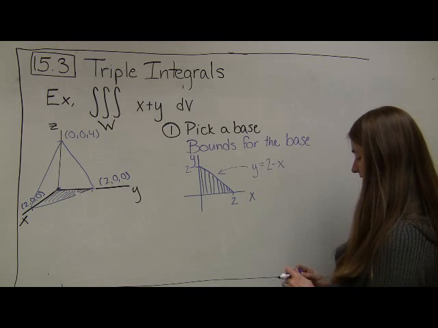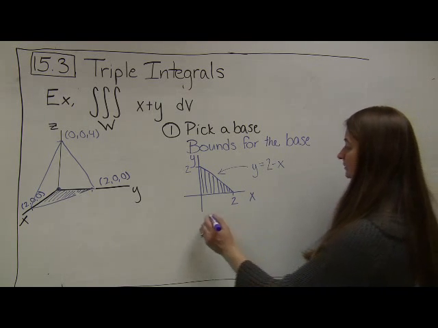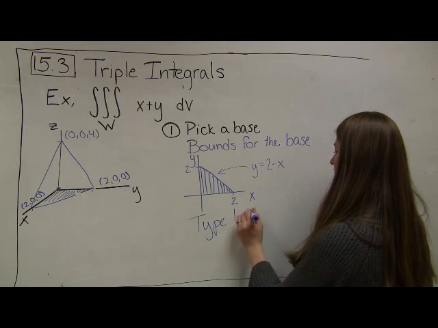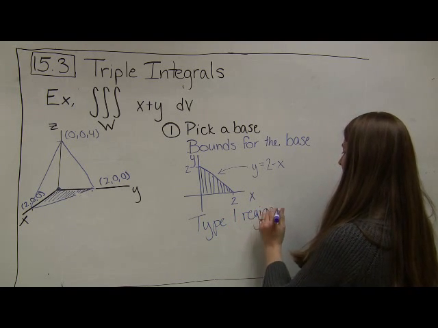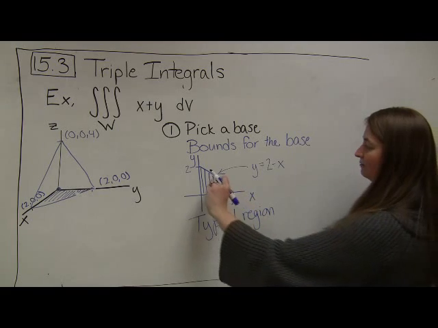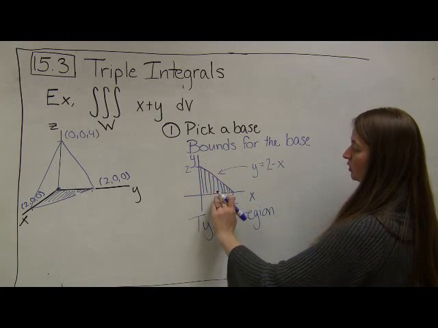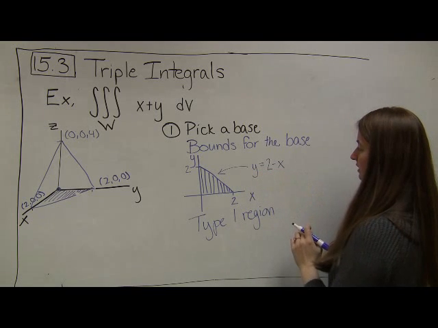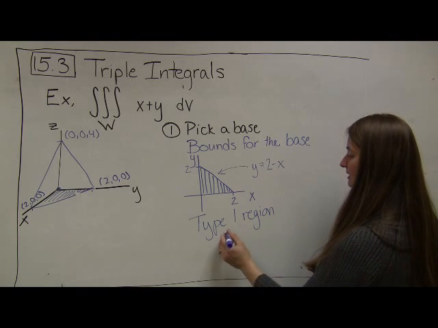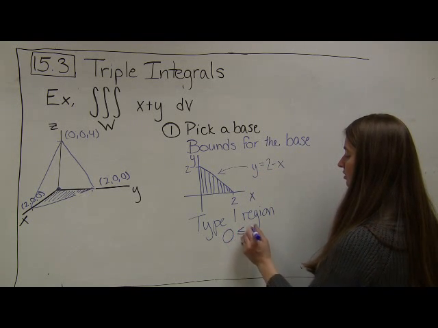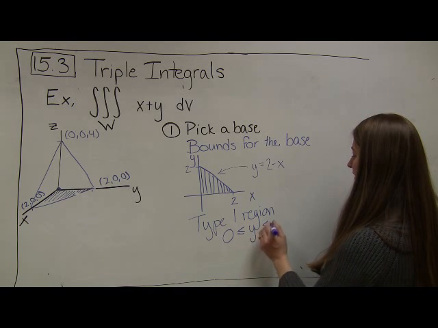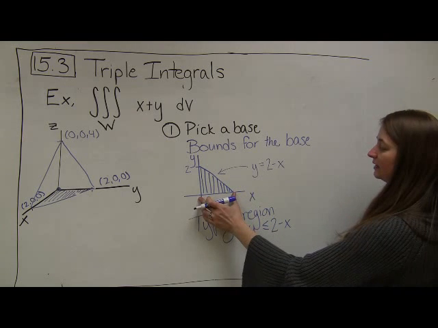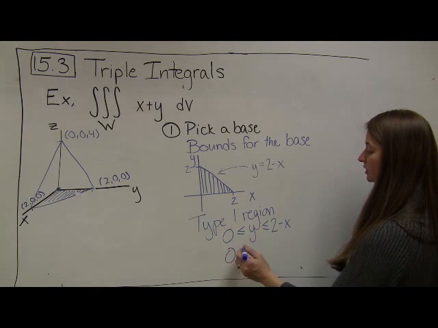So if I were to set this up as a type 1 region, it means that I'm going to have my bounds on y go from 0 up to this function, y equals 2 minus x. So it means that my y values in this case are trapped between 0 and 2 minus x. Whereas my x values are going from 0 to 2.